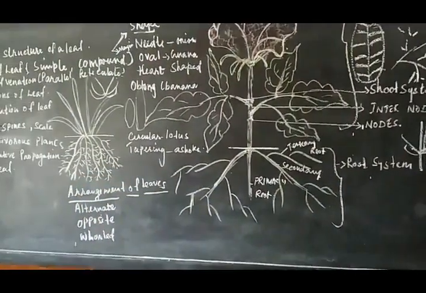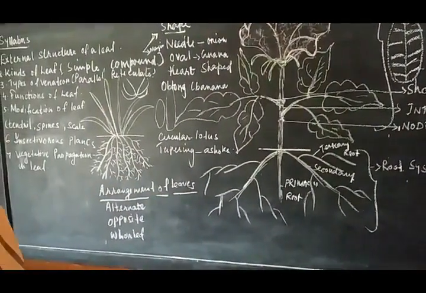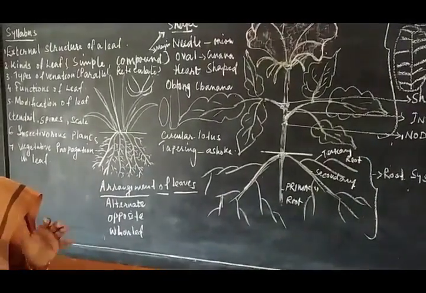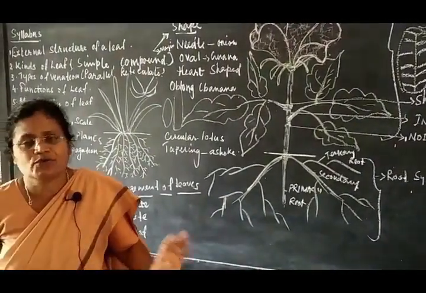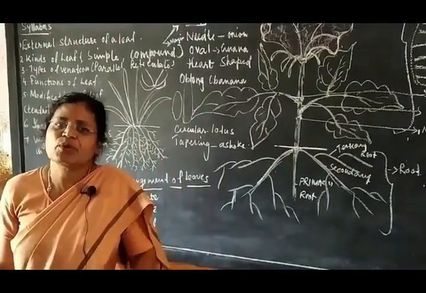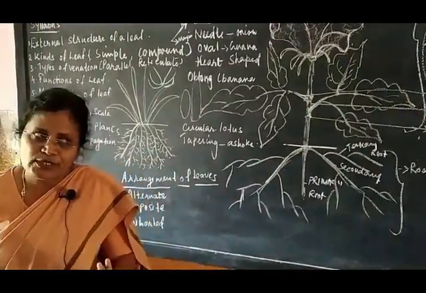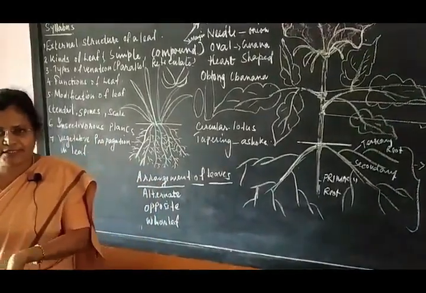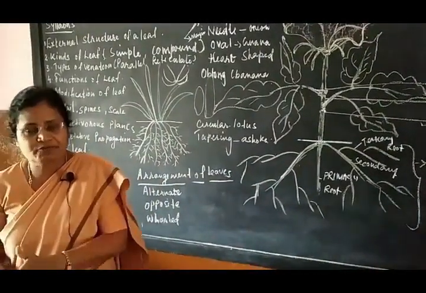Now next is the functions of leaf. Now what are the functions of leaf? It's very easy for you. We know normally the leaf prepares food. How? Photosynthesis. So the leaf is responsible for preparing food through photosynthesis. I will tell you what photosynthesis is after finishing the functions.